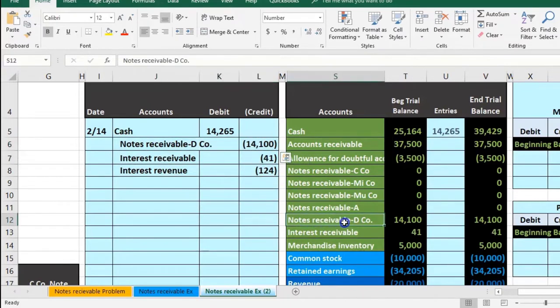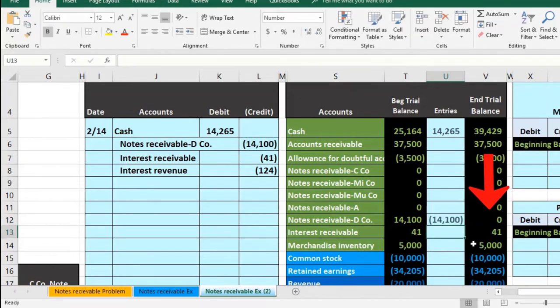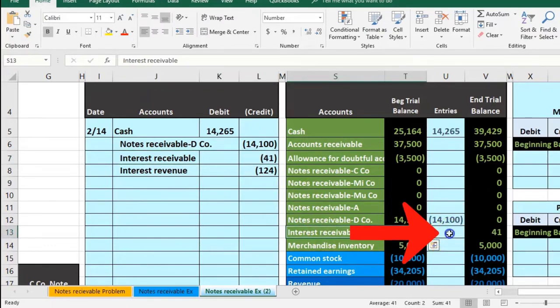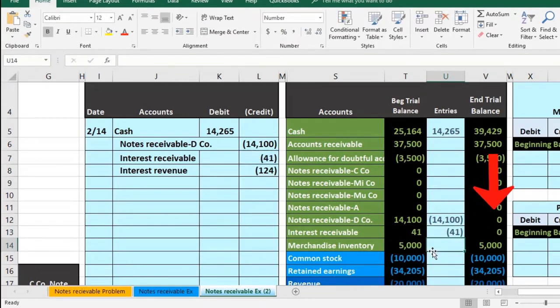Then we have the note receivable for D Company here. We're going to post it to the note receivable on the trial balance there. We're going to post it in U12. Within U12, we're going to say equals and point to that 14,100, bringing the 14,100 down in the credit direction to zero. Then we're going to record this interest receivable. We're going to record it here, interest receivable, in cell U13. So within U13, we will say equals, point to that 41, bringing the 41 balance down by 41 to zero.